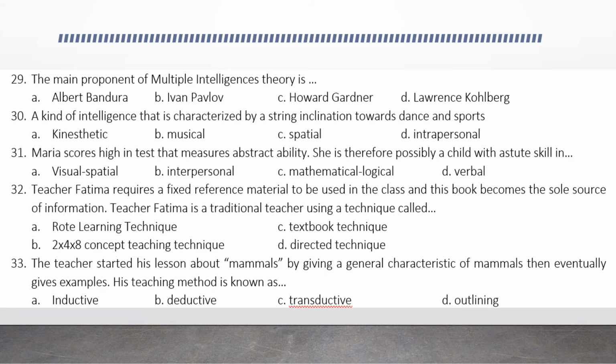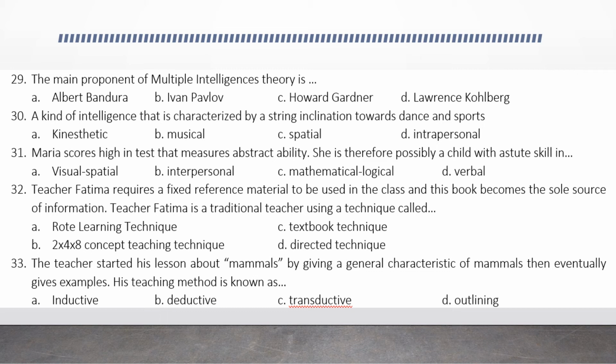Number 29. The main proponent of multiple intelligences theory is letter C, Howard Gardner. Ganina, gawas din siya sa naguna nga mga questions. 30. A kind of intelligence that is characterized by a strong inclination towards dance and sports. The correct answer is letter A, kinesthetic. Kinesthetic talks about movements, mga bodily movements. So dance and sports require you to execute actions. So therefore, this belongs to kinesthetic intelligence.